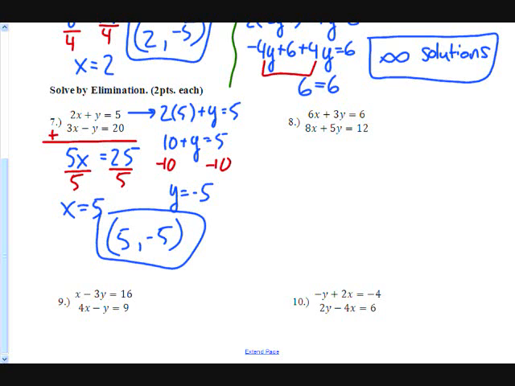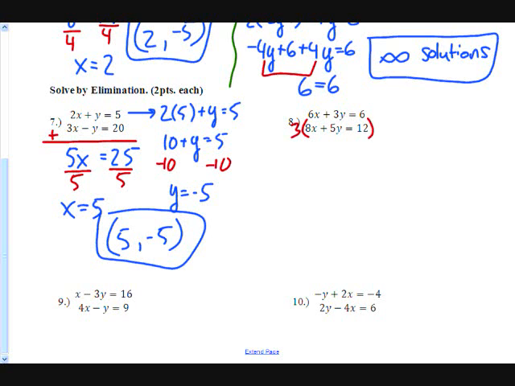For the next one, I don't have additive inverses, so I have to get additive inverses, and I can either do that in front of the x, or I can do it in front of the y. I'm going to go ahead and do it in front of the x, which means I'm looking at the 3 and the 5. And it's almost like getting common denominators. I need to get a 15 in front of each of those. So I'm going to multiply the second equation by 3.